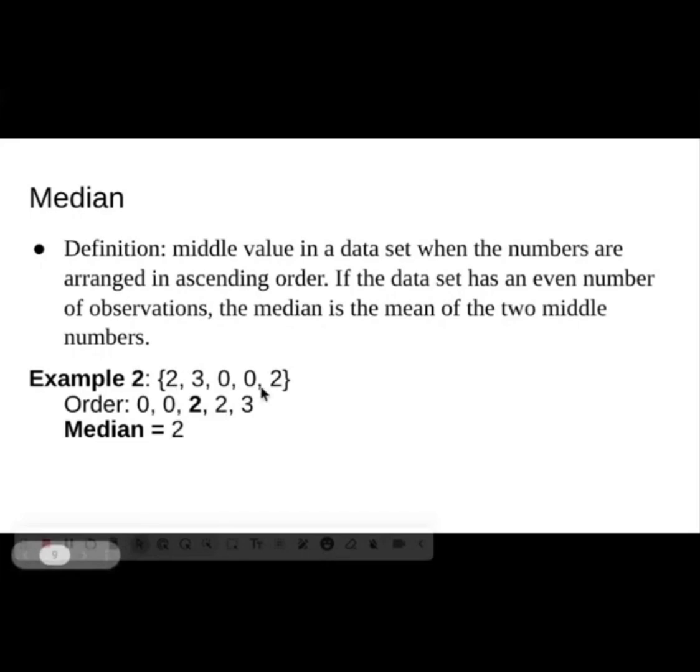Let's say you add another value to the data. Let's say 2. Now you have an odd number of data points. So you order it, you get 0, 0, 2, 2, 3. There's only one value in the middle, so you don't have to do any averaging. The median is just that value, 2.